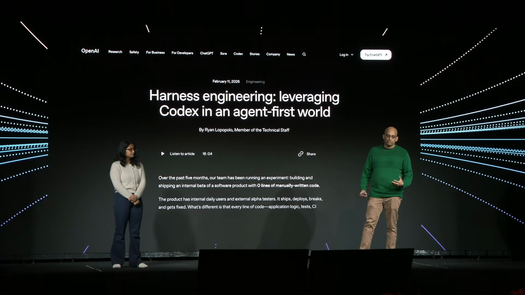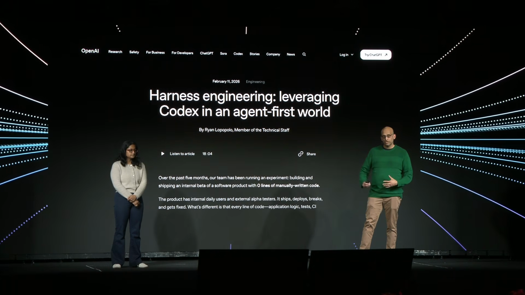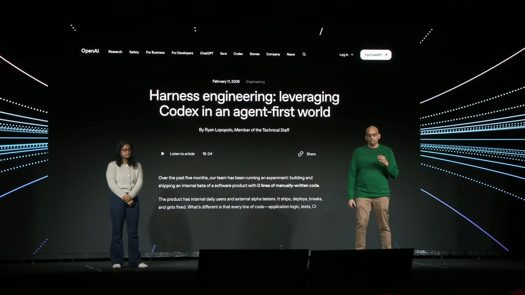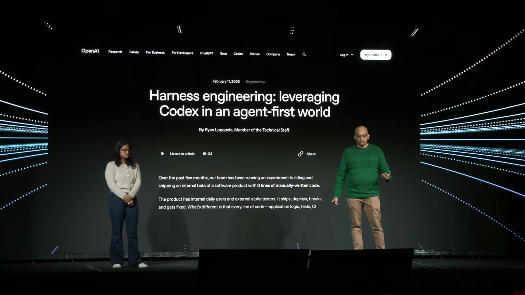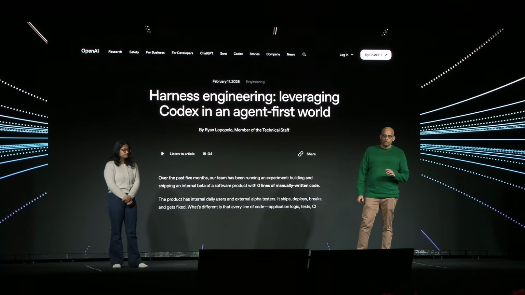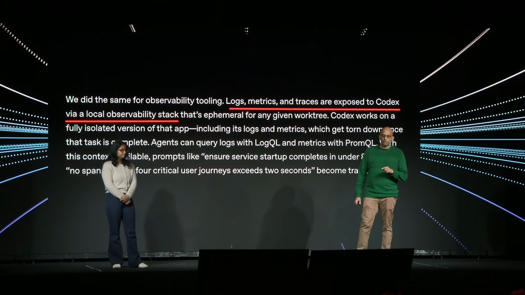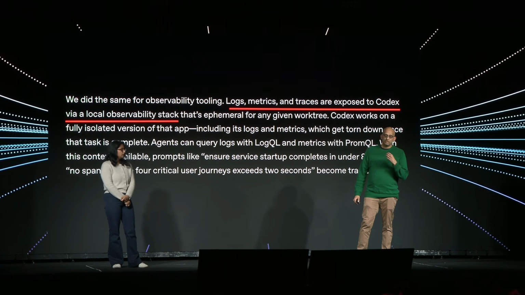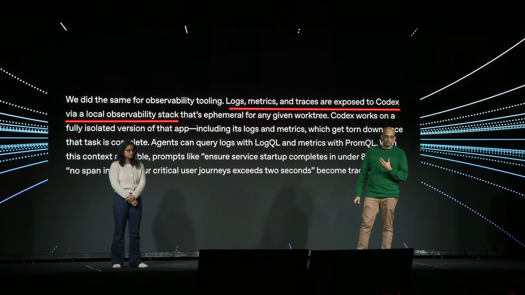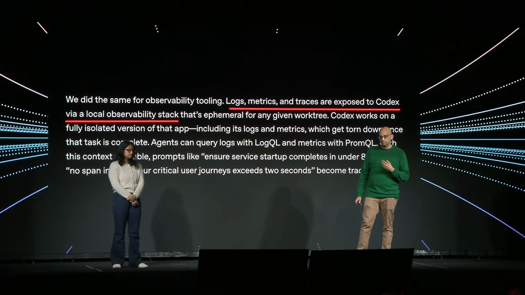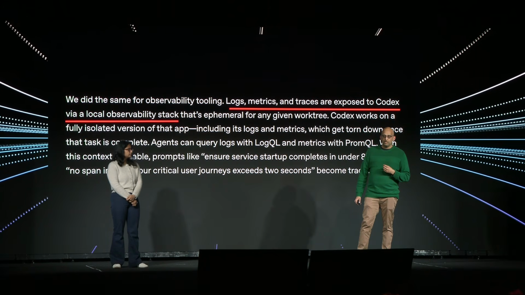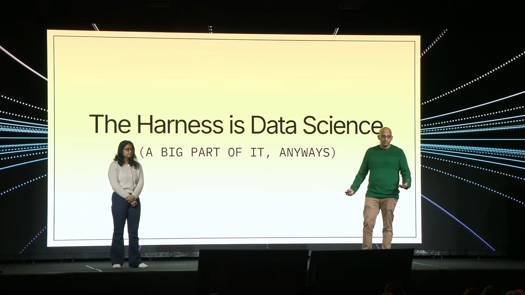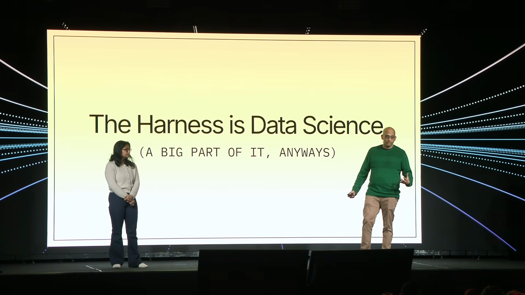And what they did is using a harness to keep the agents on track. And when people hear harness, they usually think about specifications and unit tests. But one detail that's really important to look at is, okay, the harness also contains logs, metrics, and traces. So like the whole observability stack. And what I'm here to convince you of today is that the harness is data science, or at least a big part of it is data science.